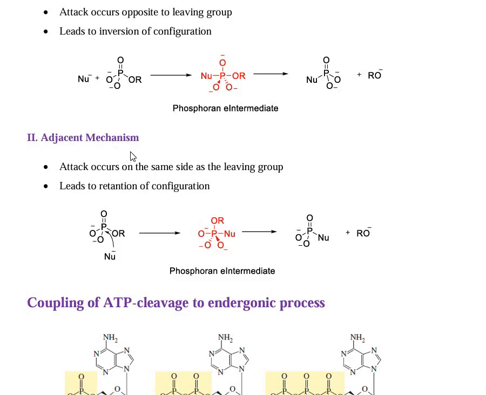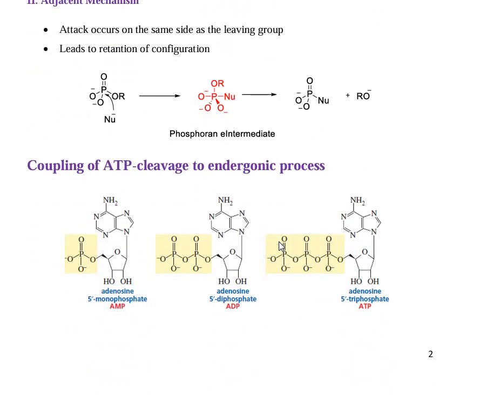Another is the adjacent mechanism, where the attack occurs on the same side as the leaving group, leading to retention of configuration. You can see this nucleophile on the same side, the phosphorane intermediate, and the formation of the product. Now apply this on the system.